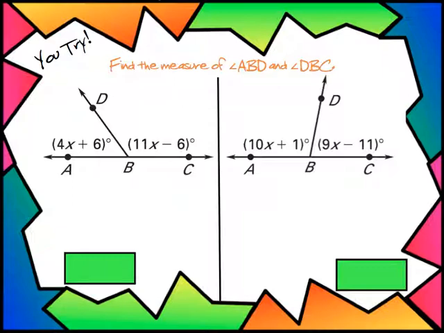Okay, find the measure of angle ABD and angle DBC. So I'm going to do this first one, and then I'm going to have you pause it and try this one. So these are a linear pair. Added together, they should equal 180.